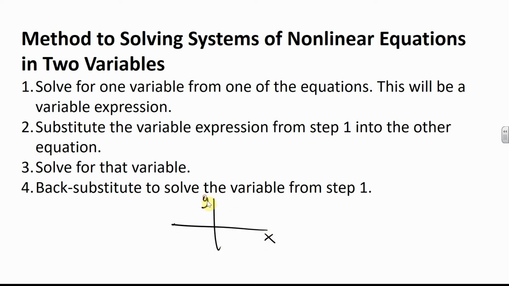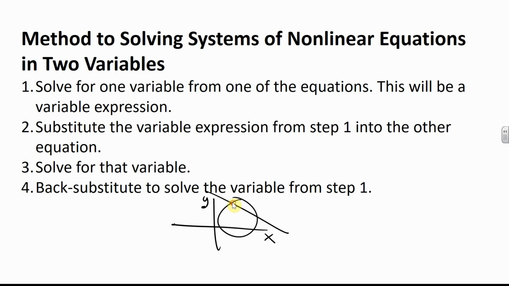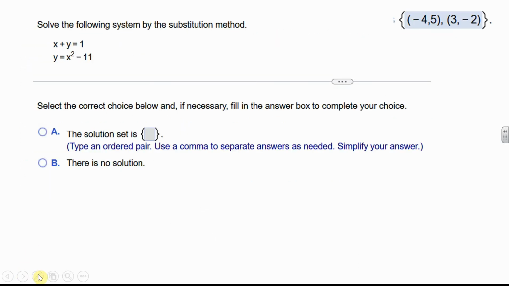Here's the idea. You may have a circle, and it's being intersected by a line. So obviously, if I solve, I'm going to have two solutions where that line crosses the circle at two points. Okay? So that's the idea. Without further ado, let's go ahead and look at some of these problems, following the steps.